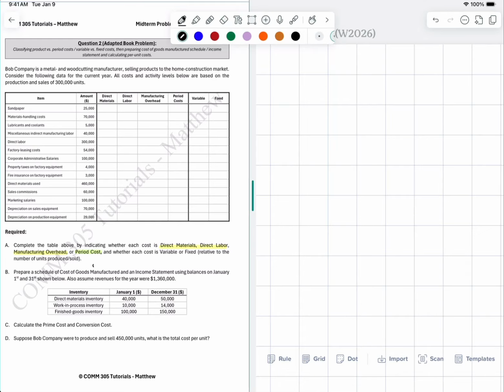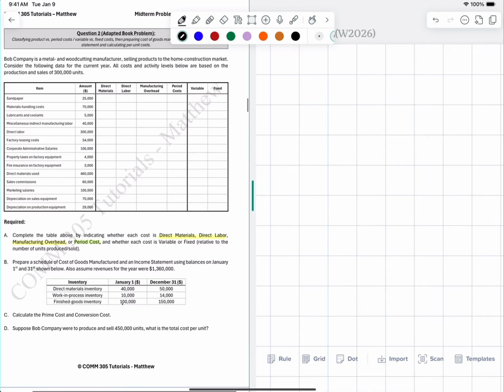Then for required B, we're going to prepare a COGM schedule and income statement. Then we're going to calculate the prime and conversion costs. And last but not least, guys, we're going to do a bit of cost estimation here. And it's pretty tricky, but it's something that you need to know for your midterm.